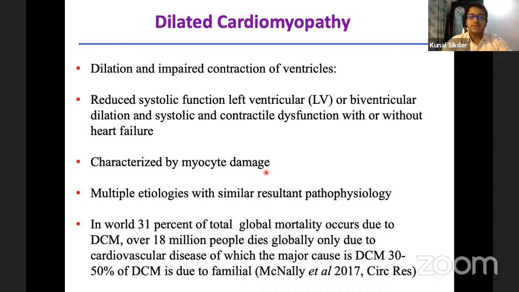In the world, about 31% of global mortality occurs due to cardiovascular disease. From now on, I will term dilated cardiomyopathy as DCM. Over 18 million people die globally due to cardiovascular disease, of which a major cause is DCM. And 30 to 50% of DCM is due to familial disease, so that means there is some kind of genetic predisposition.